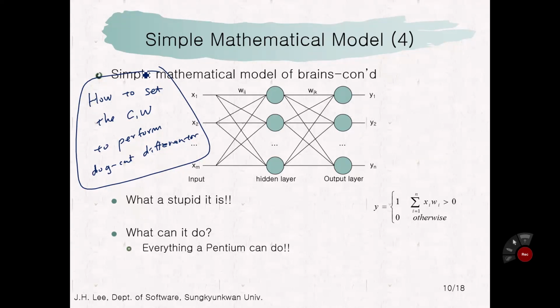It sounds very interesting. Then how? How can I set up the connection weight so that this neural network performs dog-cat differentiation, or stock index prediction, or language models? 언어 모델이 뭔지 알아요? Language model. Do you know what a language model is? In AI, we use this term, language model. It sounds very interesting, right?